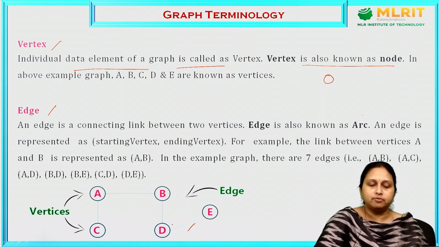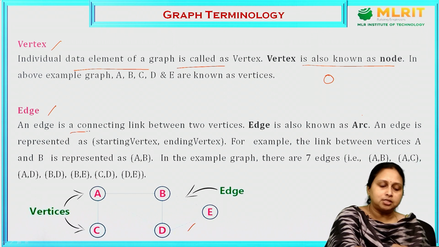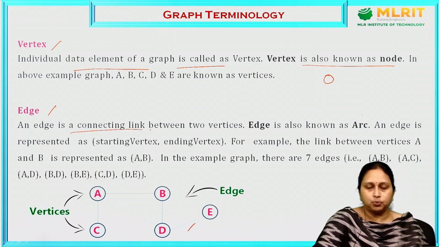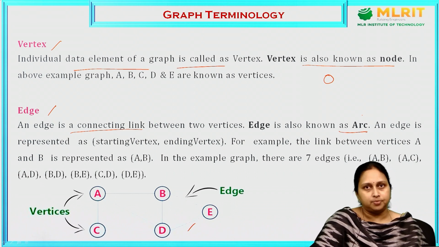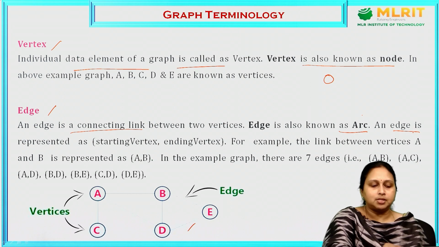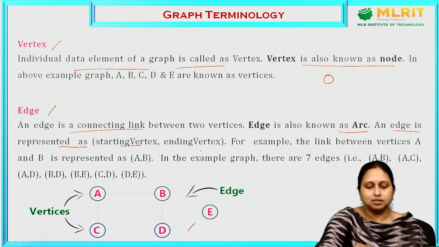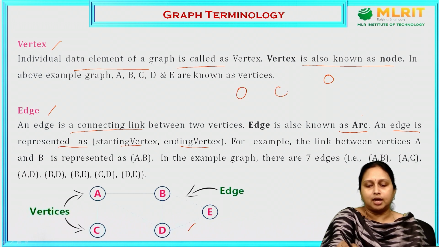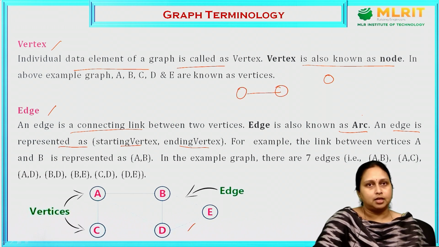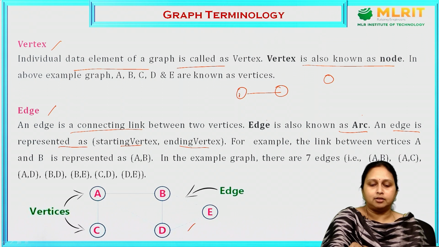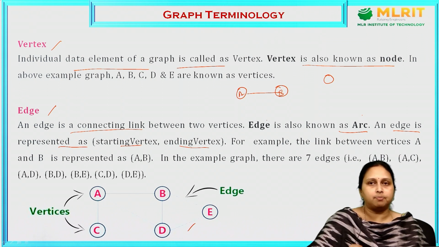And let us see the edge. An edge is nothing but a connection between two vertices, and this is also known as an arc. An edge is sometimes called an arc also. And an edge is represented as a starting vertex and an ending vertex. Suppose I have a connection like this between two vertices, the starting and ending vertices are what we represent in an edge.